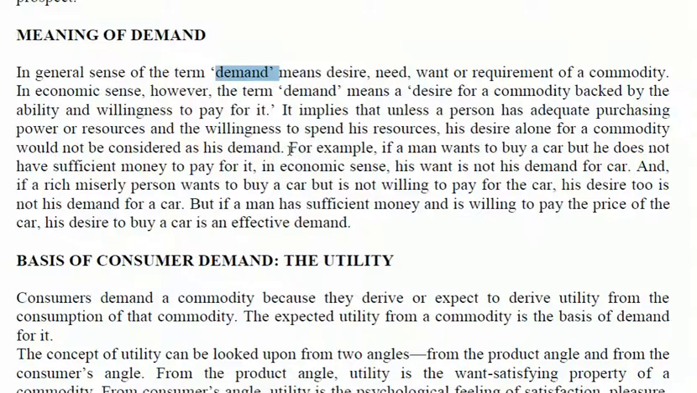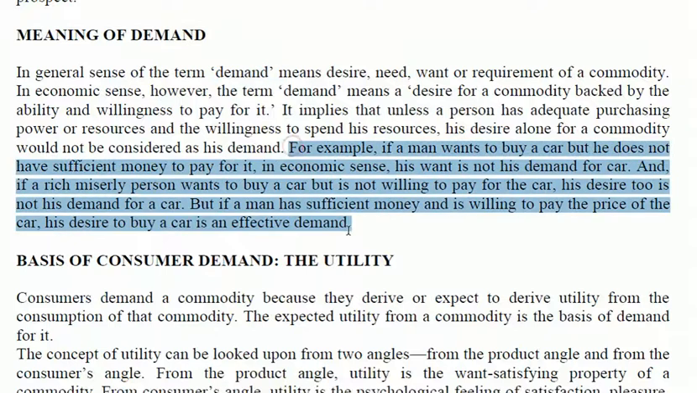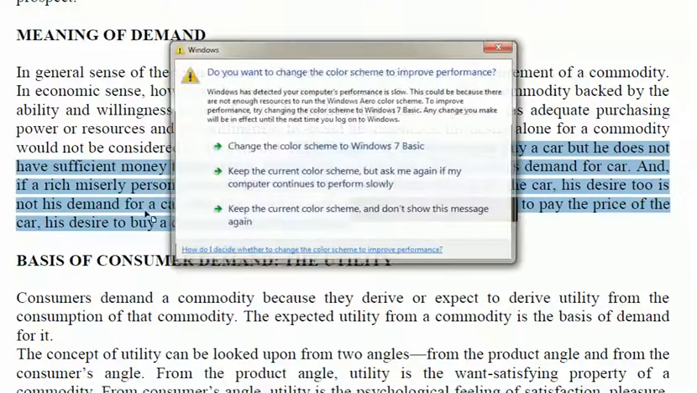And demand should also be accompanied by the purchasing power of that person. For example, if a man wants to buy a car but does not have sufficient money to pay for it, in the economic sense this want is not a demand for the car. He wants a car but he doesn't have any money to pay for it, so that cannot be considered a demand. But if a rich miserly person wants to buy a car but is not willing to pay for it, his desire too is not a demand for the car.